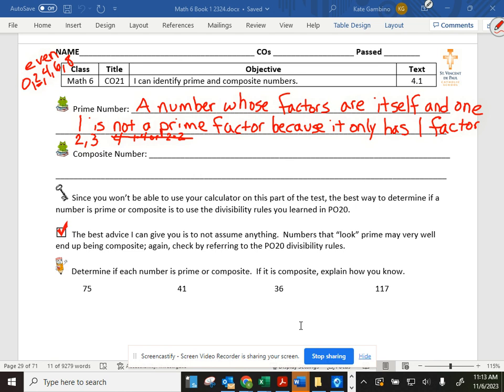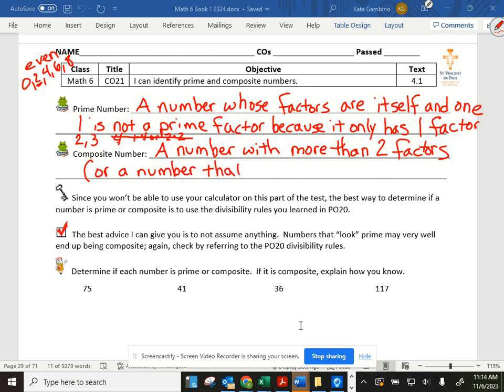If it is not a prime number, it is a composite number. A composite number is a number with more than 2 factors. So when we looked at 4, we had 1, 4, and 2 as factors. So it's more than 2 factors. Or we could say a number that is not prime. So if it's not prime, it is composite.